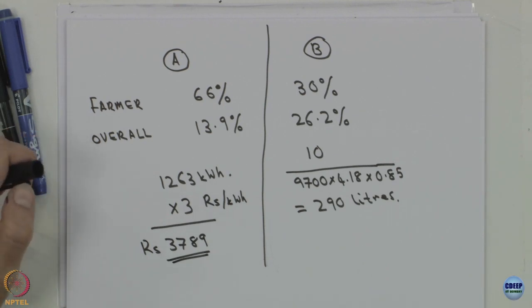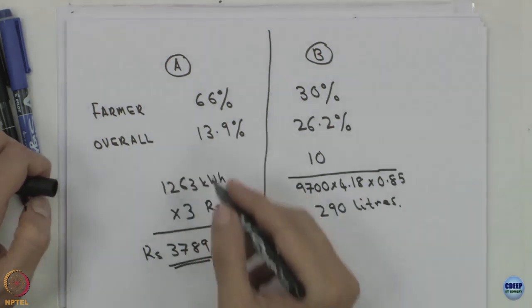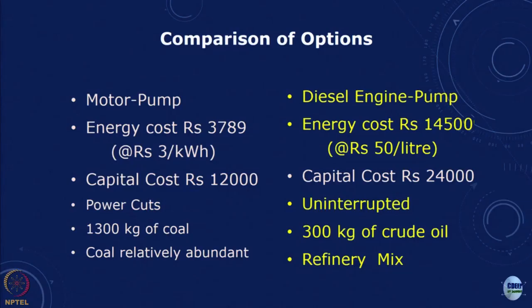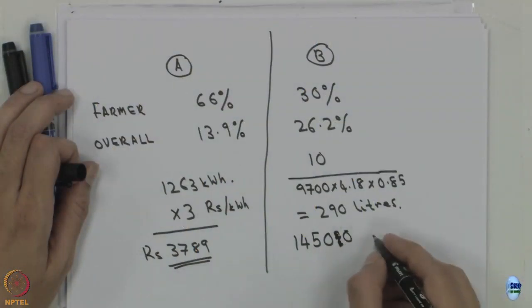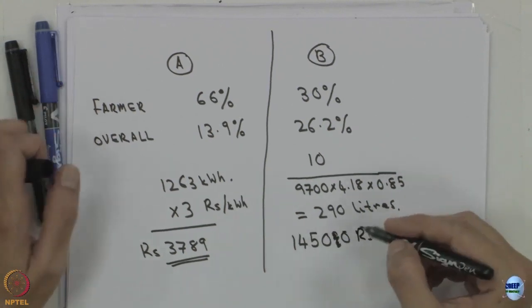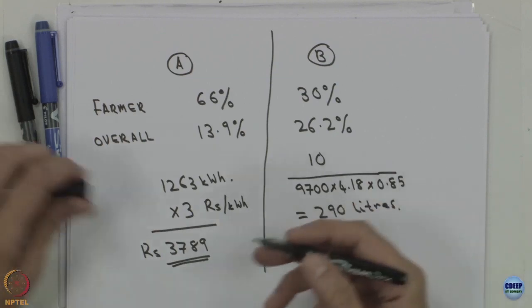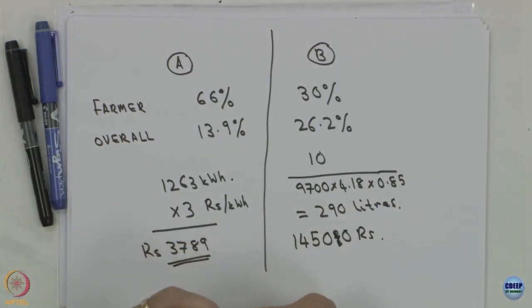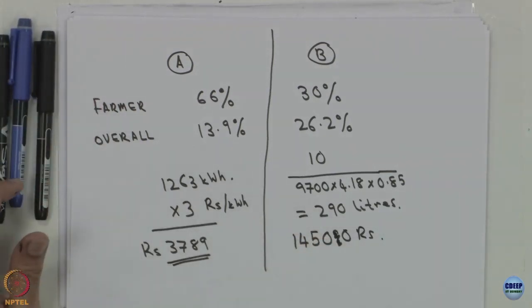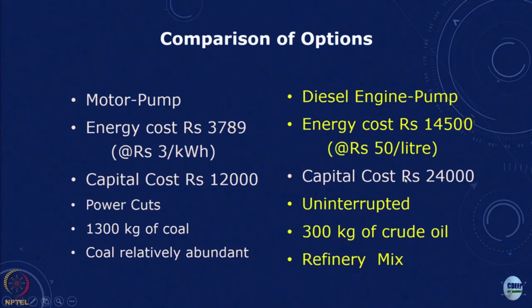With the motor pump, the capital cost is only for the motor pump, so it is of the order of 12,000 rupees. In this case, the operating cost is 50 into 290, and this comes out to be 14,500 rupees. So obviously, for the diesel engine pump, the operating cost is higher than the electricity cost. The capital cost is also higher because of the diesel engine. So from a cost point of view, the diesel engine pump set looks to be a costlier option.